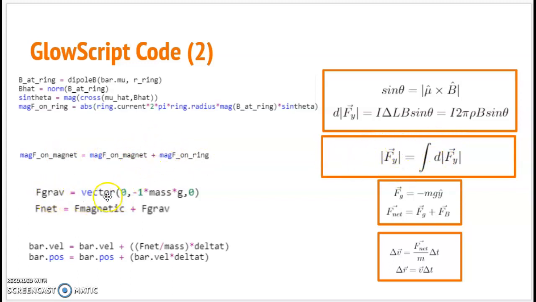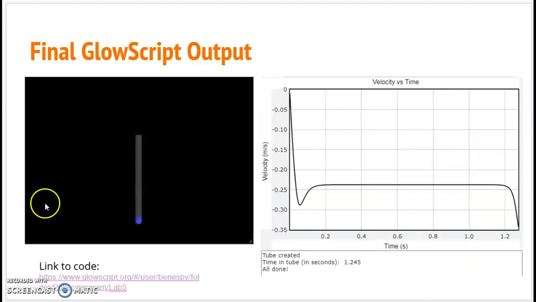Then you can find the force of gravity, which is just mass times the gravitational constant g in the negative y direction, and so you add these together to find the net force of this falling object. And then as you go through delta t, you can update both the velocity and the position, as seen here. And so with that, you can simulate this magnet falling through the tube. And this is what it looks like in the final output.